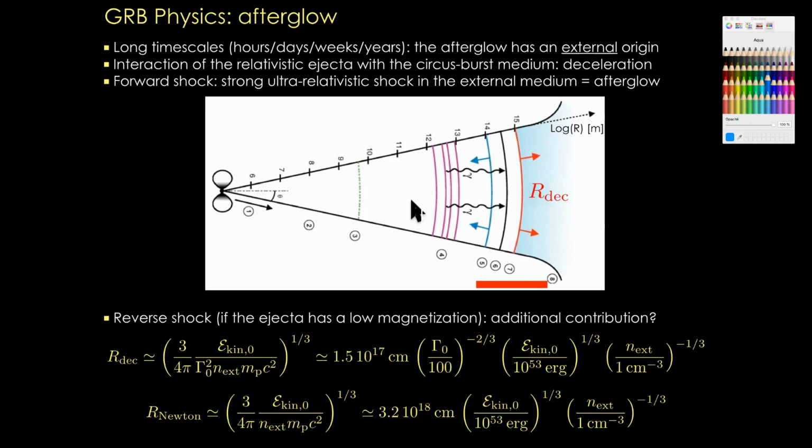So I will compute now the last characteristic radius I need for modeling gamma ray bursts, which is the so-called deceleration radius, the radius where this deceleration starts. I will say later that in addition to the forward shock propagating in the external medium, which is really a strong ultra-relativistic shock and which is probably responsible for most of the afterglow emission, as I said before, in addition to this shock, there is also a reverse shock which is propagating in the ejecta.